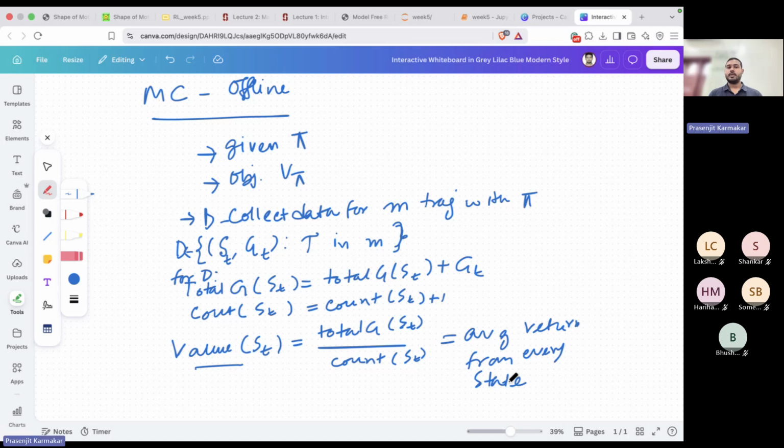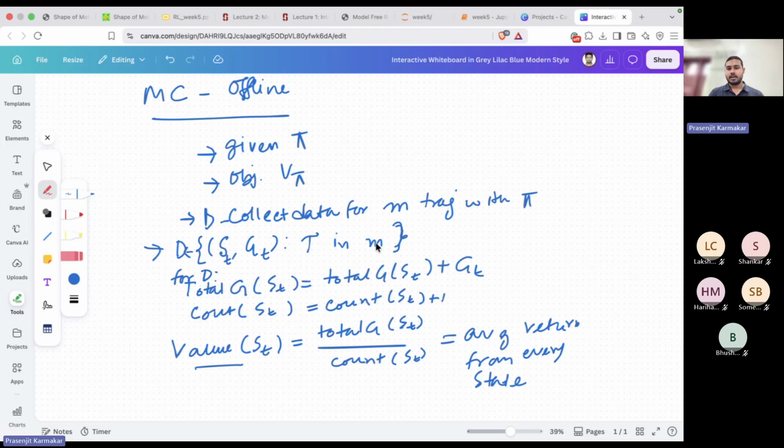Okay. Now what is first visit and every visit? In a trajectory, while collecting data, you can observe a particular state multiple times. So there are two approaches. Either you consider it every time, that's the every visit approach, or you consider it only once.